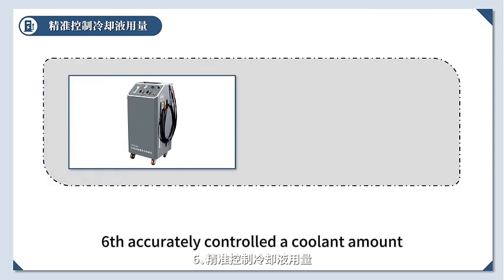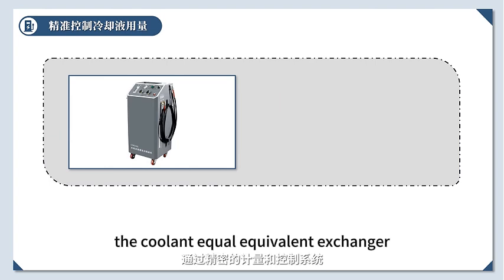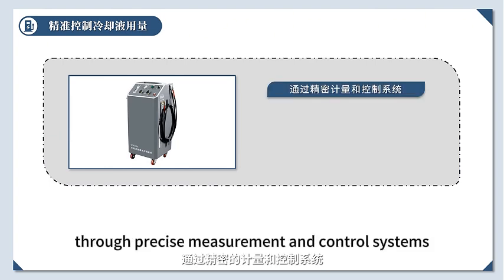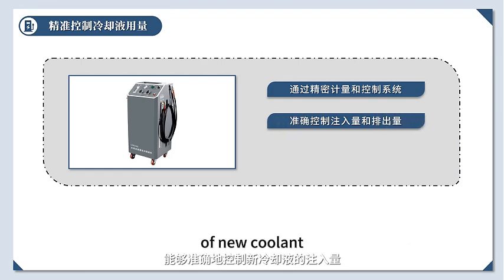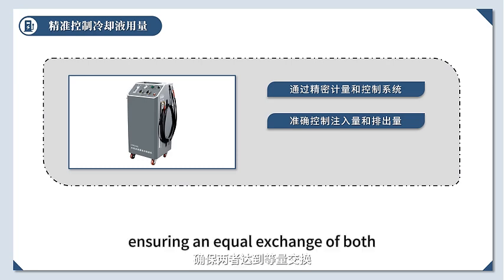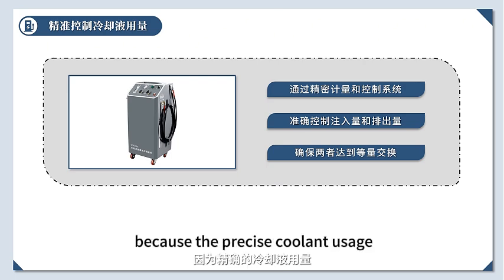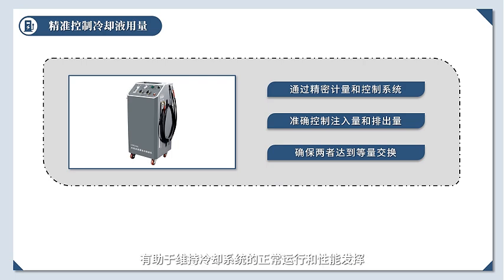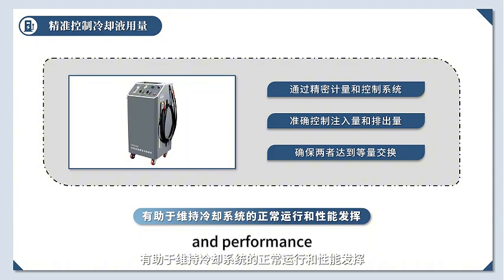Sixth, accurately control the coolant amount. The coolant equivalent exchanger, through precise measurement and control systems, can accurately control the injection amount of new coolant and the discharge amount of the old coolant, ensuring an equal exchange of both. This is crucial for the cooling system of new energy vehicles, because precise coolant usage helps maintain the normal operation and performance of the cooling system.